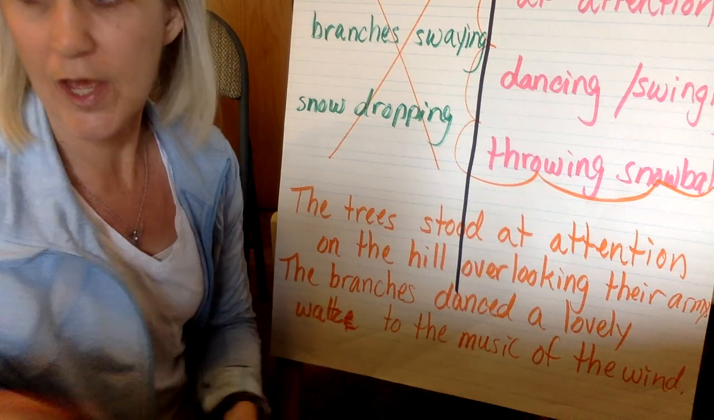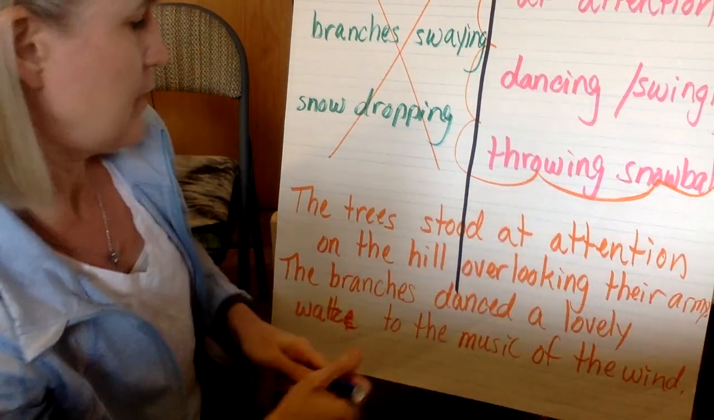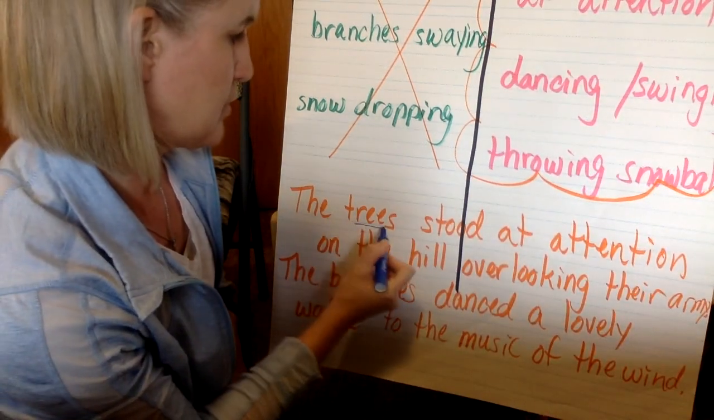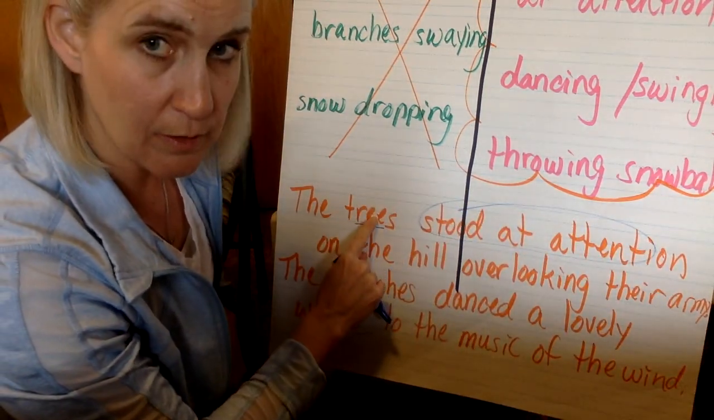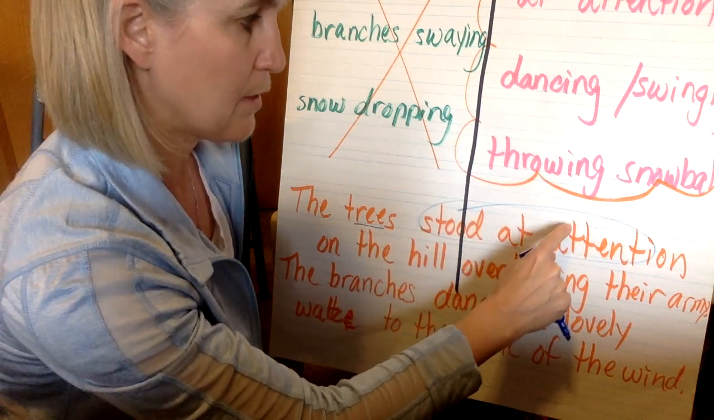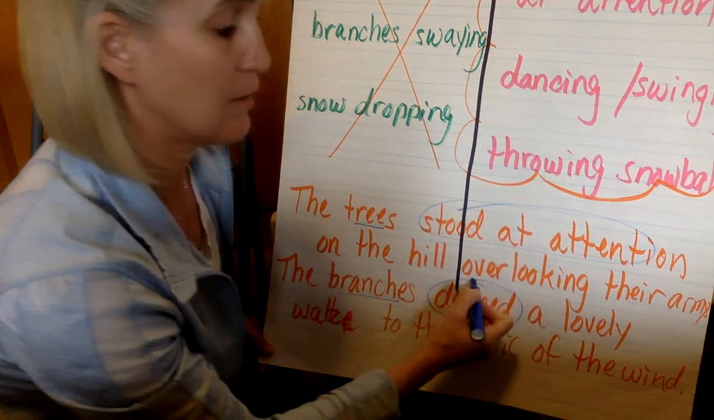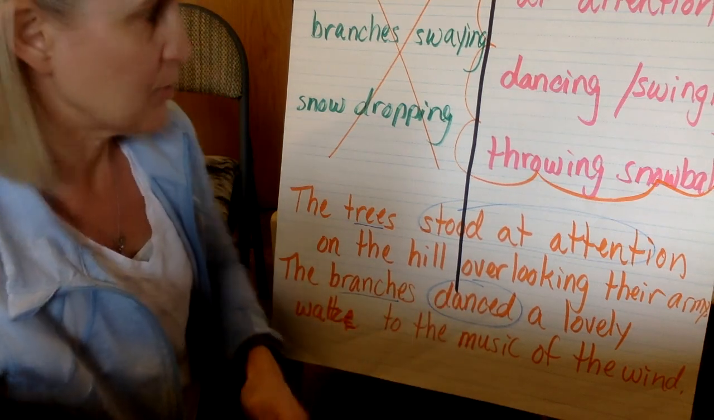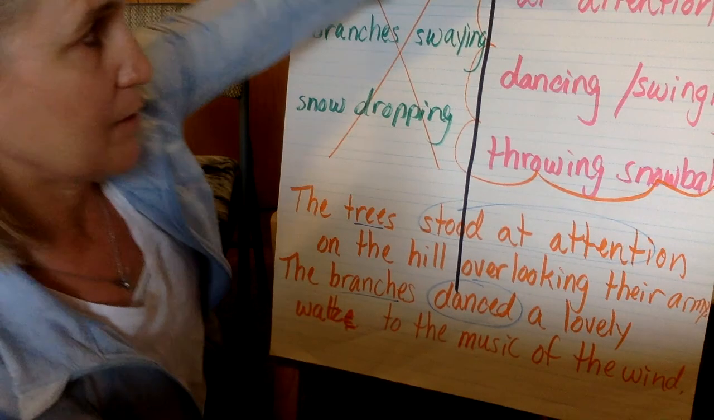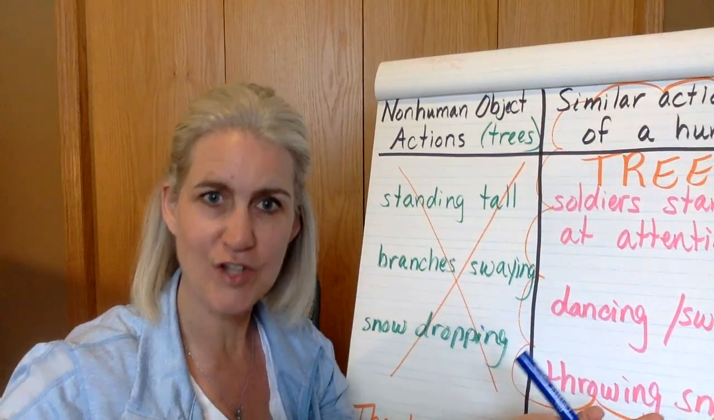But just to double check, personification is when non human things are given human qualities. The trees stood at attention. So the non human object is doing a human action. The branches danced. So the non human object is doing a human action. So remember, you've crossed off this brainstorming column and you're just focused here and put these thoughts into sentences. And then you're writing with personification, our target for today.